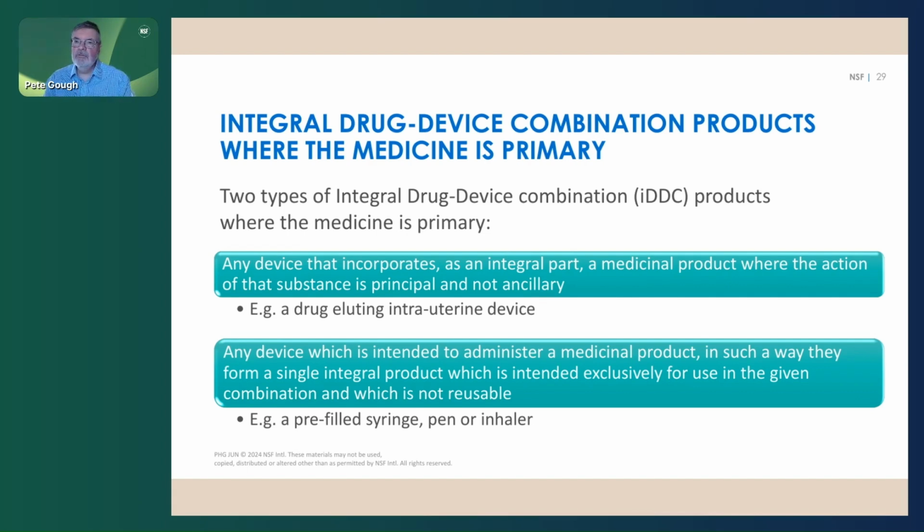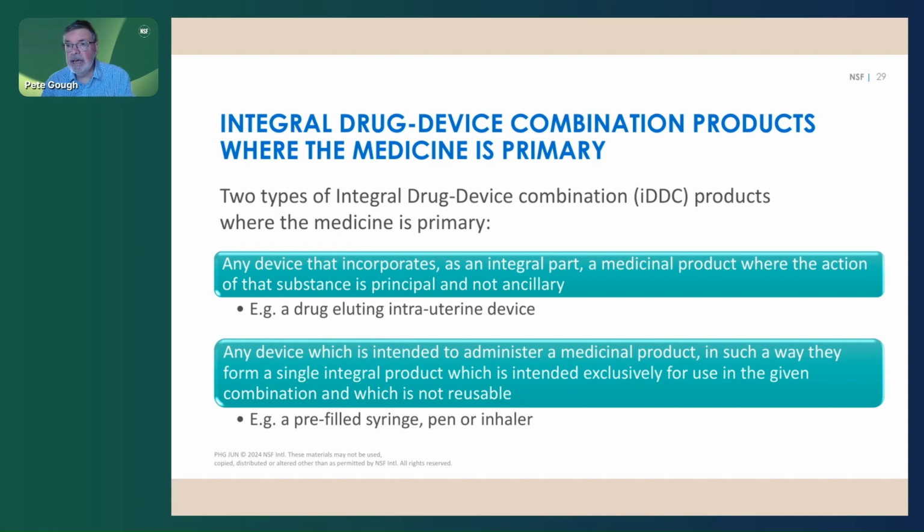Okay, so now let's have a look where the medicine is the principal mode of action. And these are referred to generally as integral drug device combination products. And the guidance gives them the little symbol IDDC, integral drug device combination products. And there are two types of integral drug device combination products. One is a device that incorporates as an integral part a medicinal product where the action of the substance is principal and not ancillary. And so that would be, for instance, a drug-eluting intrauterine contraceptive device.